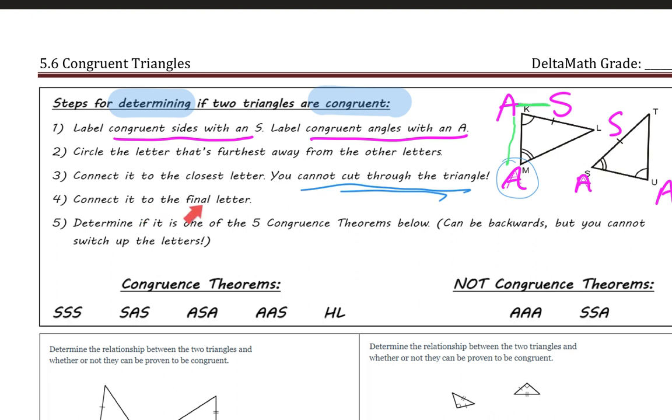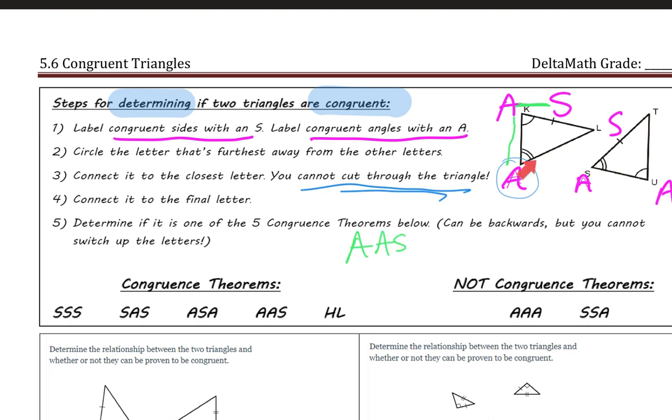Okay, all right. Next, once I've done that, determine if it's one of the 5 congruence theorems. It can be backwards, but you cannot switch up the letters. So what we can do is see if it goes backwards, but we can't switch it up. So determine if it's one of these theorems. So this is AAS, right? So let's write that down.